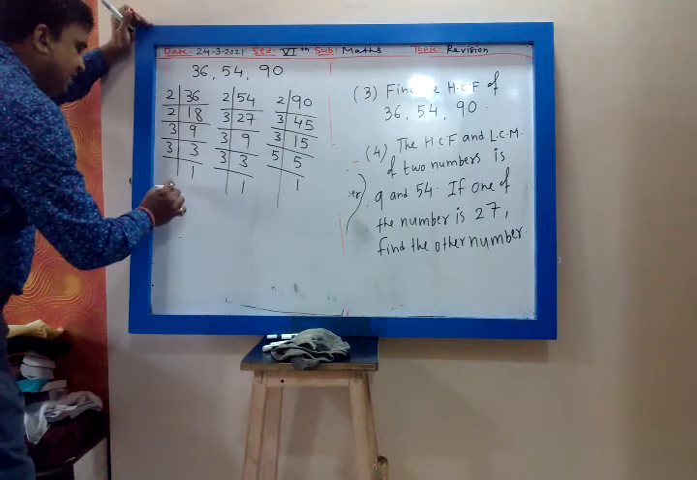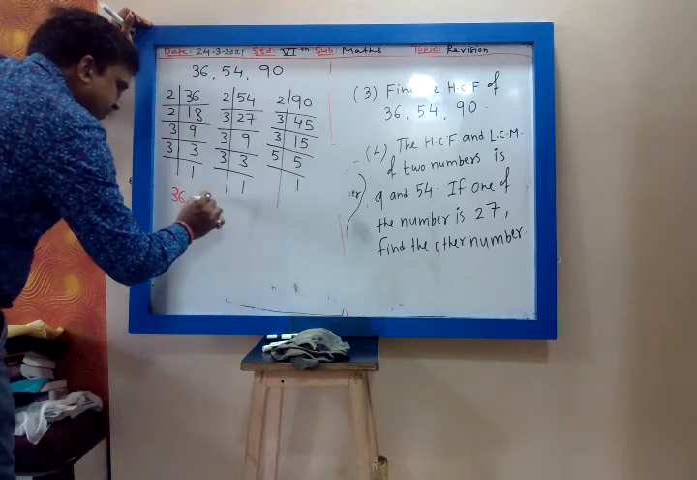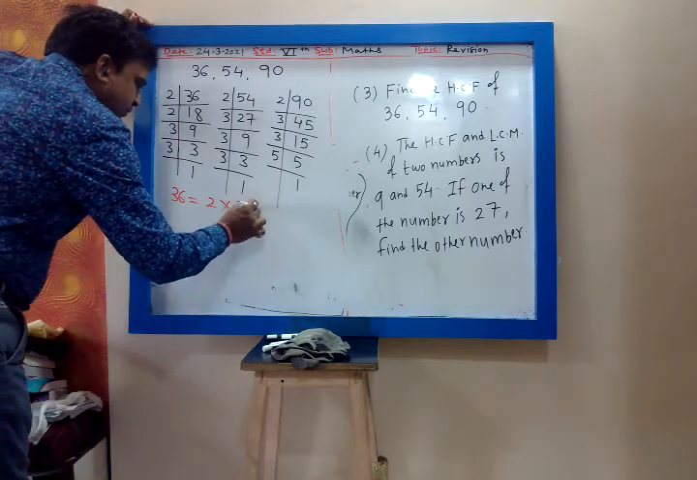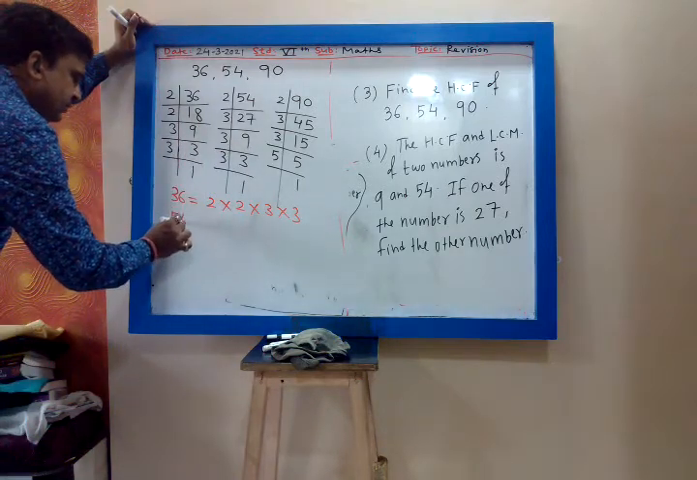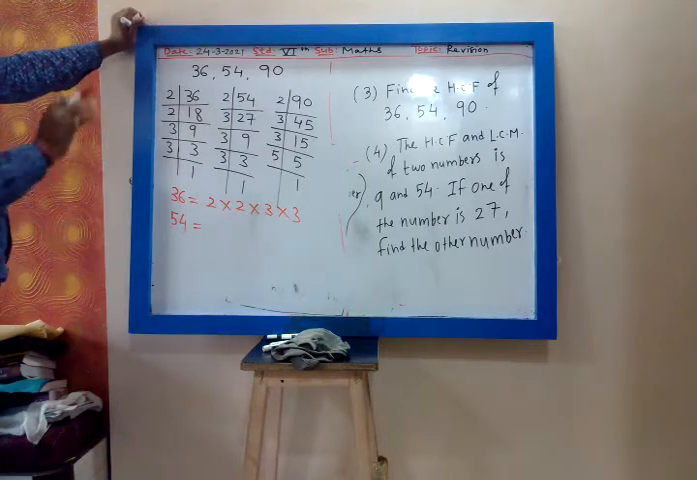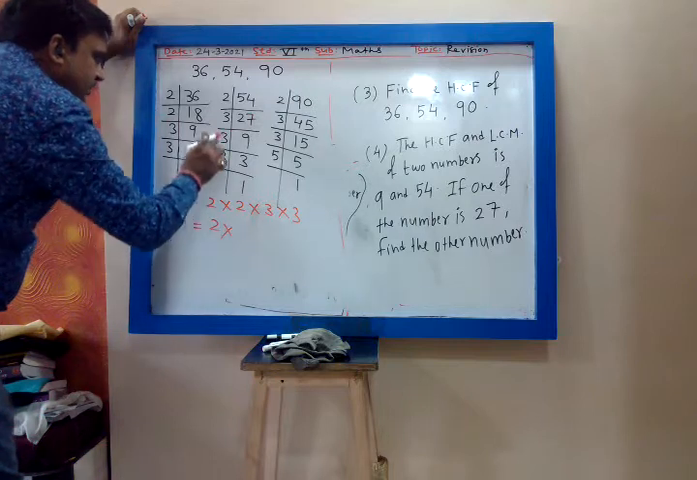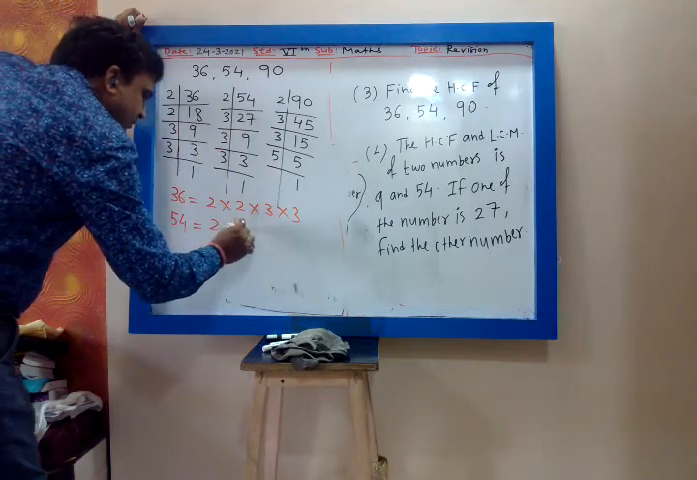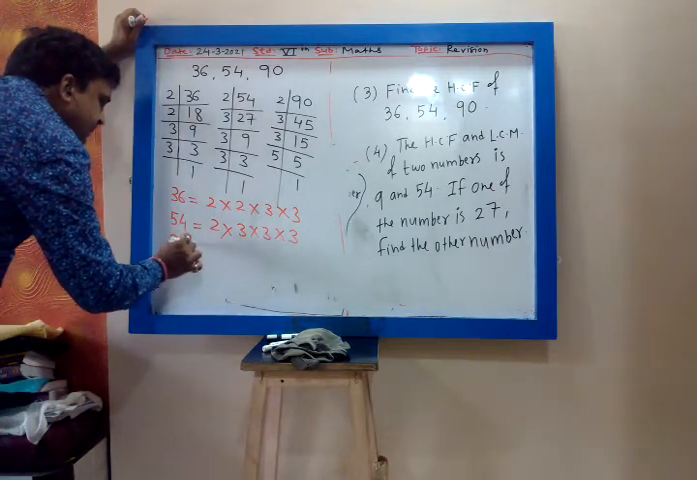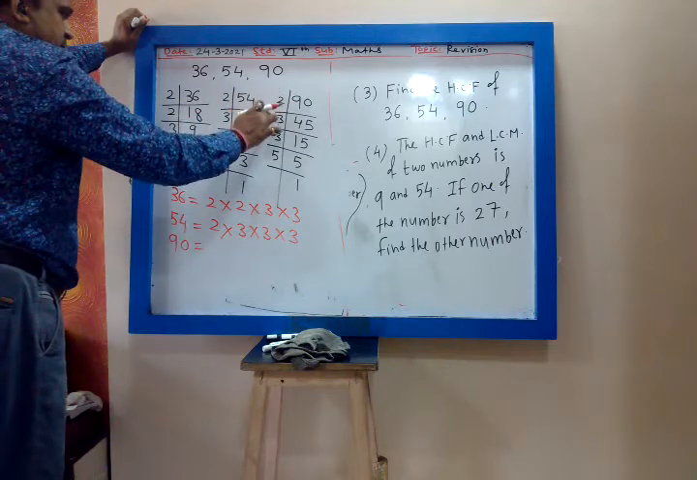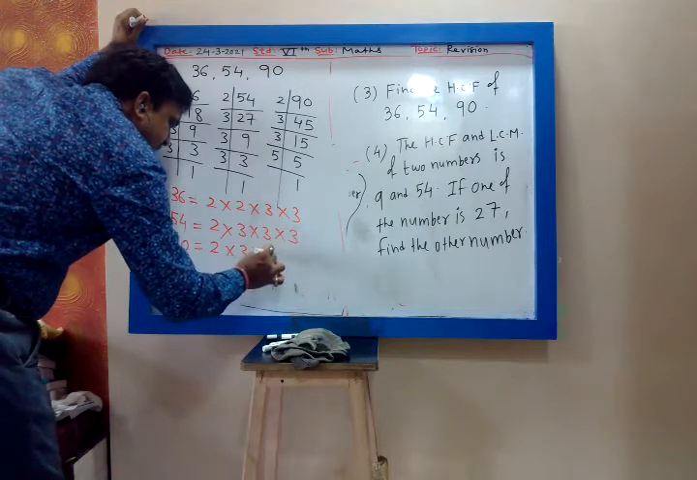So we write each number as its prime factorization. We write 36 as 2 into 2 into 3 into 3. Then we write 54 as 2 into 3 into 3 into 3. Then we write 90 as 2 into 3 into 3 into 5.